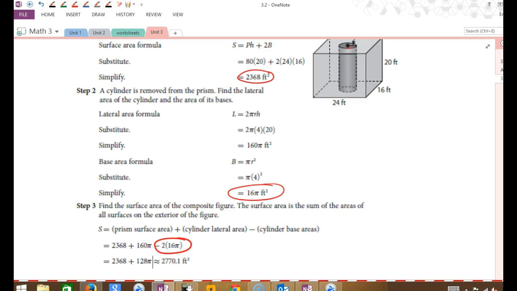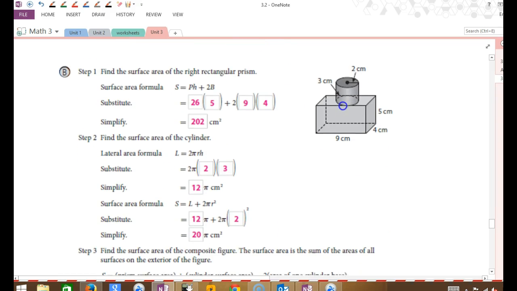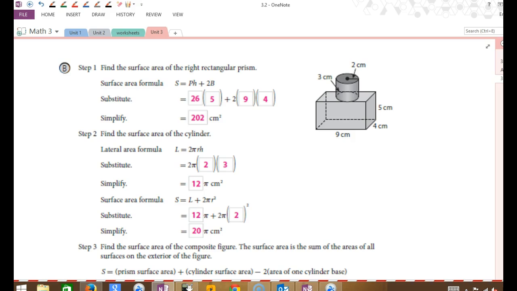Absolutely. So you can do it one of two ways. You can find the whole surface area of the cylinder and subtract out those bases, which is more work, or just not worry about the bases because they're not included anyway. So we'll do a question like that so you can see what we mean. What about this one? What is the surface area of this?